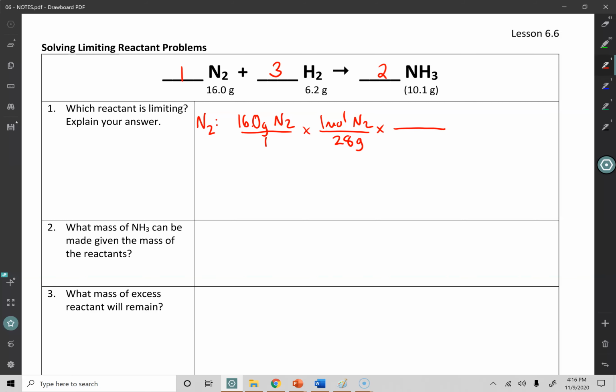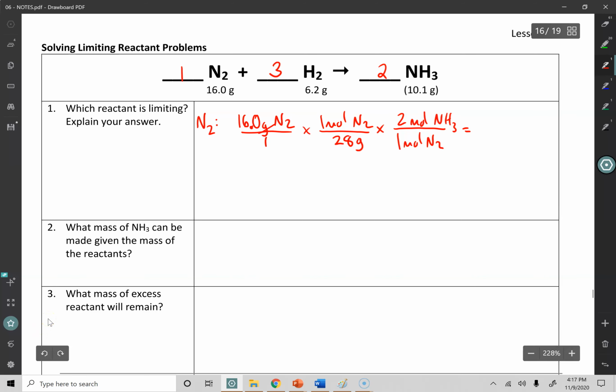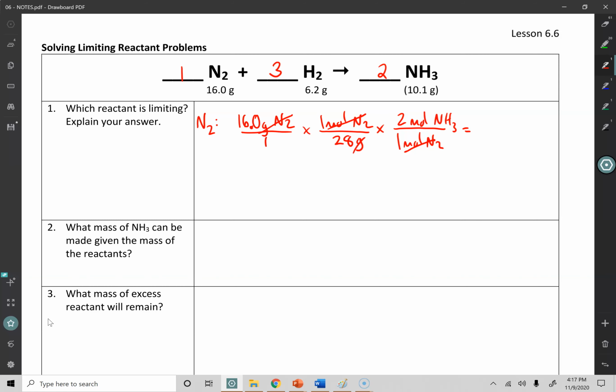I want to figure out how much ammonia can be produced based on my starting amount, my 16.0 grams of N2. I can use the balanced chemical equation. For every 1 mole of N2 that is put in, I can produce 2 moles of NH3. So if I go through and I just cancel, grams of N2 cancel grams of N2, moles of N2 cancel with moles of N2, and I'm going to get an answer in terms of moles of NH3.